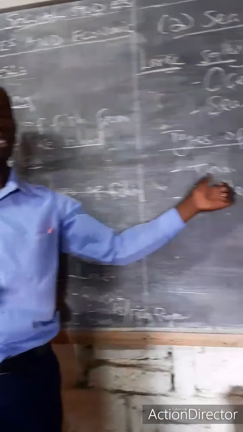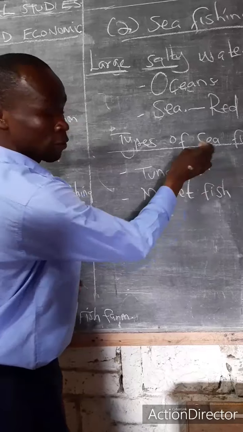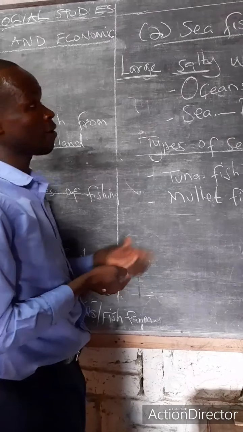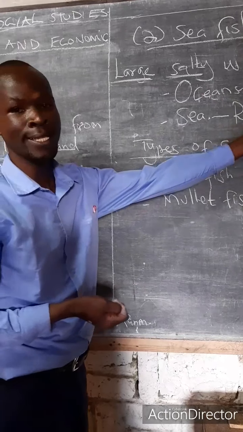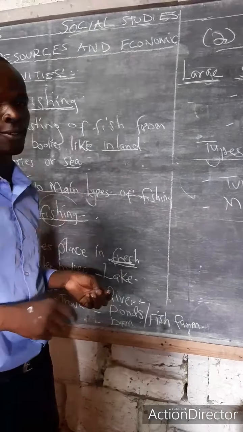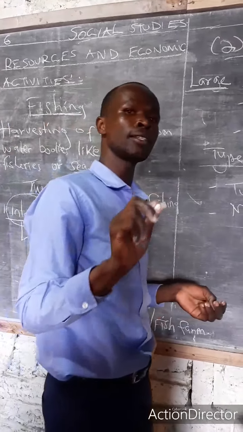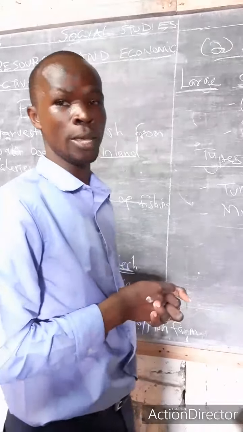If you've written for me tuna only, not complete, add the name fish. Because we are talking about types of fish found in the sea. A sea like the Indian Ocean or like the Red Sea. Such type of fish, expect tuna fish. I'm still repeating for you to make sure you understand, take short notes, and always keep revising. That is what is more important.